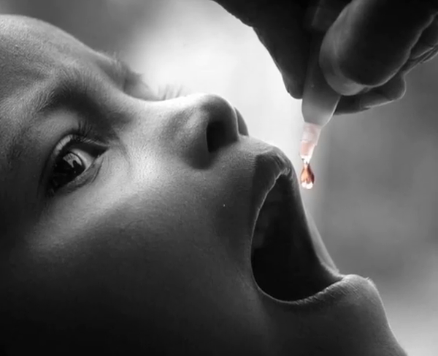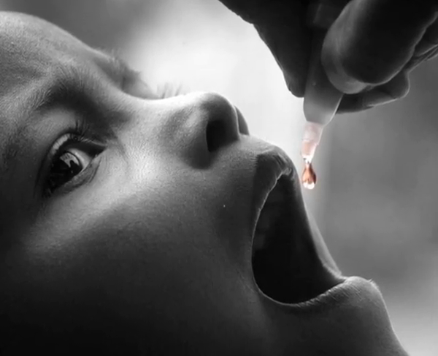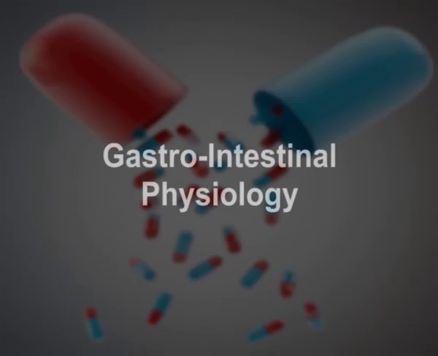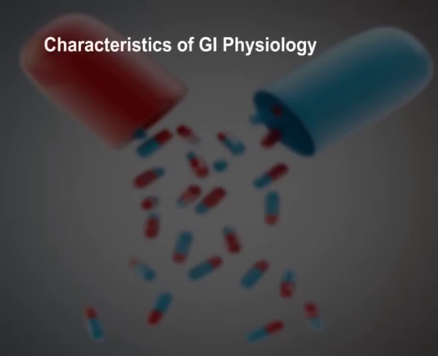Example is polio vaccines, and large protein molecules are absorbed by pinocytosis. Next factor is gastrointestinal physiology. Different factors are involved in it, like characteristics of GI physiology.